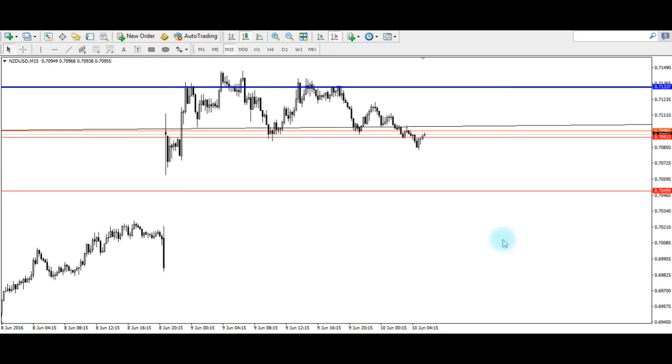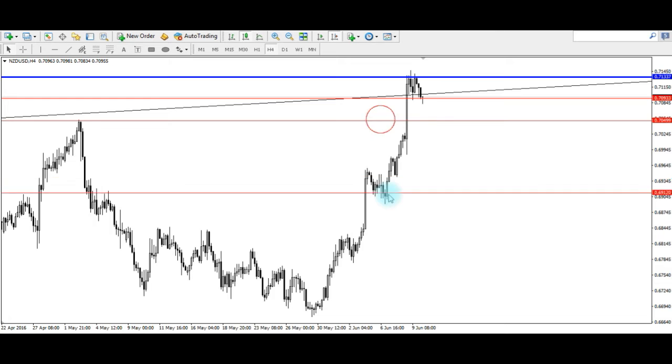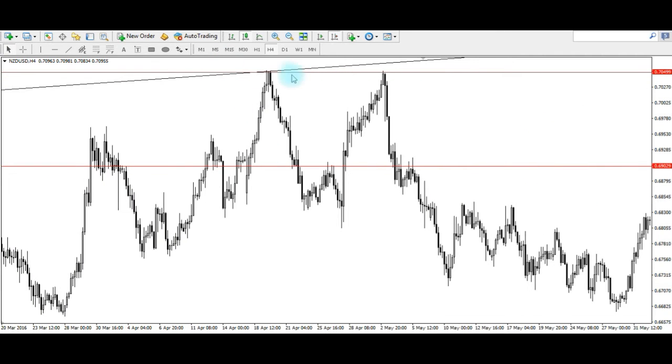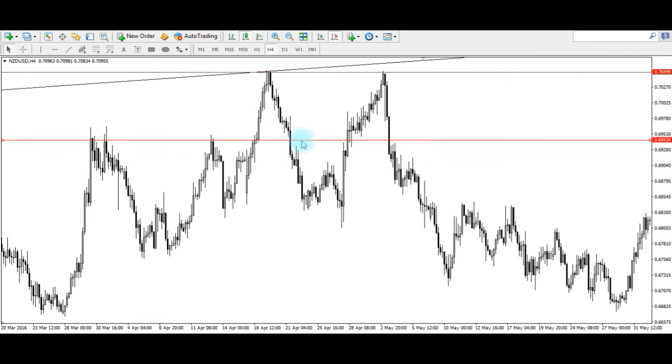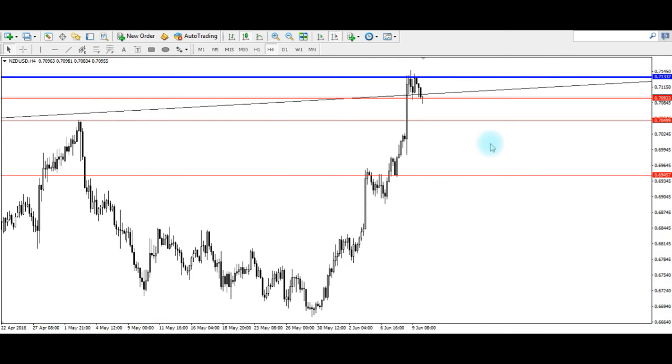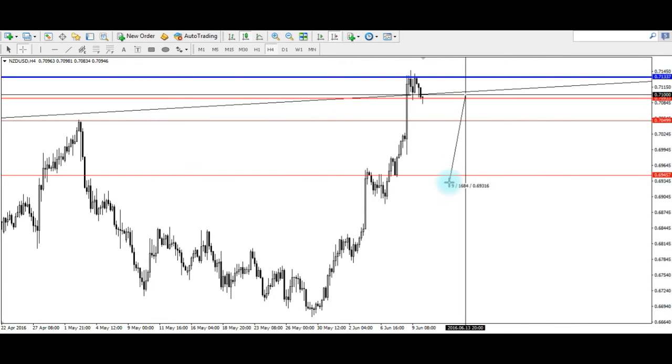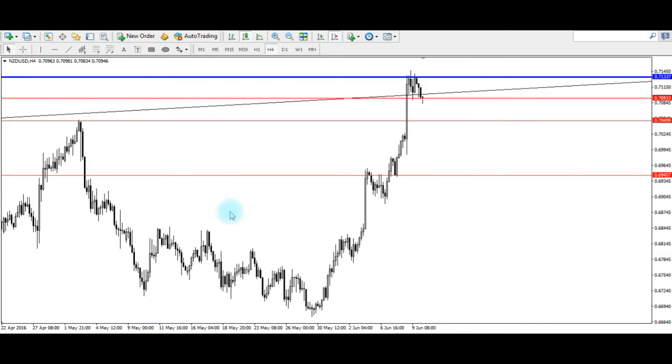Further down will be somewhere right here. Okay. Right, that will be the price of 0.6945. So that's the potential of this trade itself. 168 pips to be made from this trade. So that's for the New Zealand dollar against US dollar.